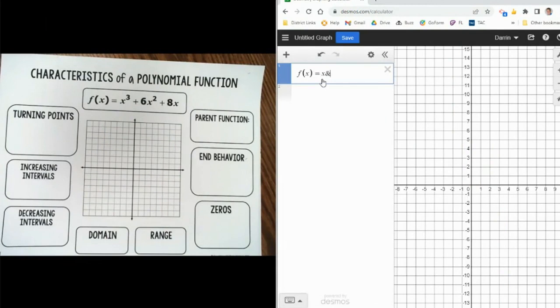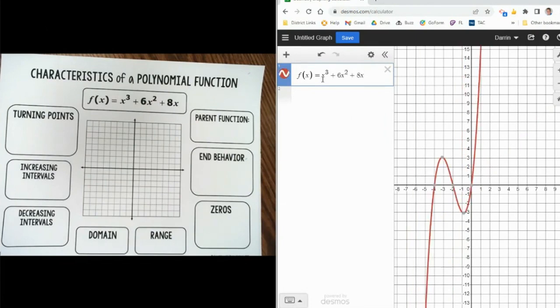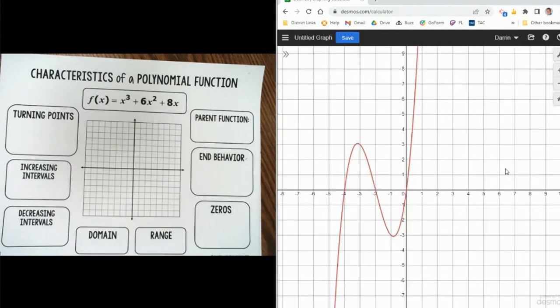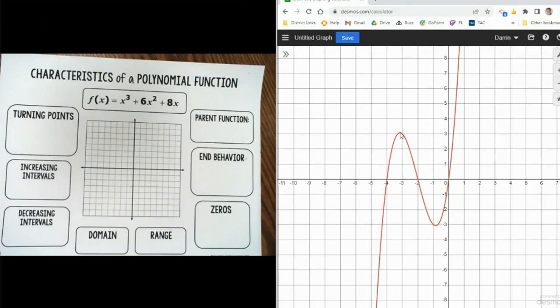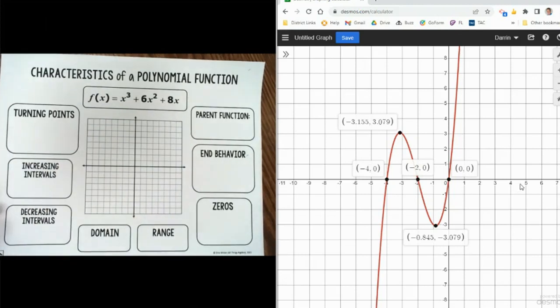Delete x to the third plus 6x squared plus 8x. All right, so that is the graph of this function here on our example. So let's set that over there. There's the top point and the bottom point, and here are where it crosses the x-axis. So turning points. That's that maximum and minimum point. See, it turns right there. At that point, it's not going up or down.